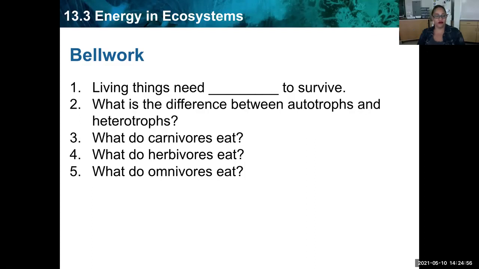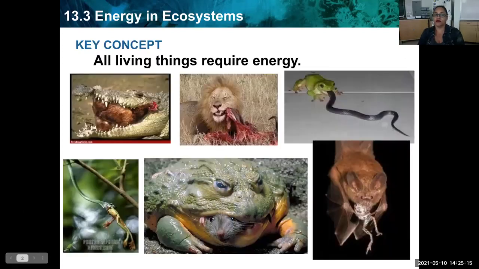Good. All right. We are going over two sections today. We're going over, good, Desiree, Angel, Darius, 13.3 and 13.4. They're both fairly short. So we're going to go over them together. So we will have another set about work when we start 13.4. But for now, we will get on with 13.3. So key concept, all living things require energy.